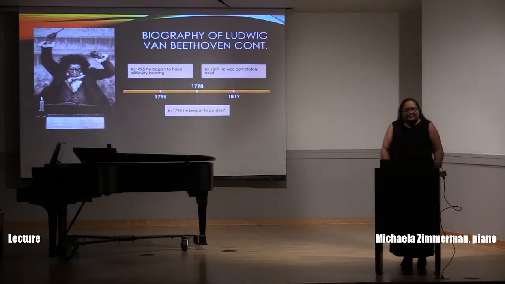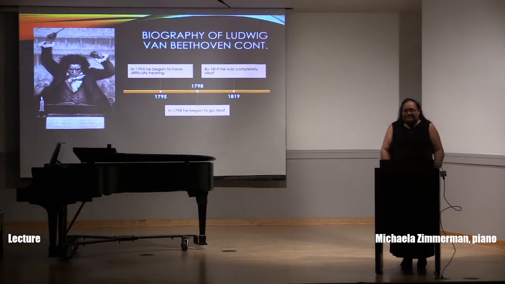Beethoven began to have difficulty hearing in 1795. He began to go deaf in 1798, in which year he wrote the Pathetique Sonata, and by 1819 he was completely deaf.